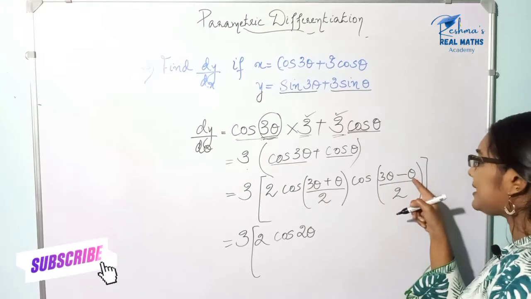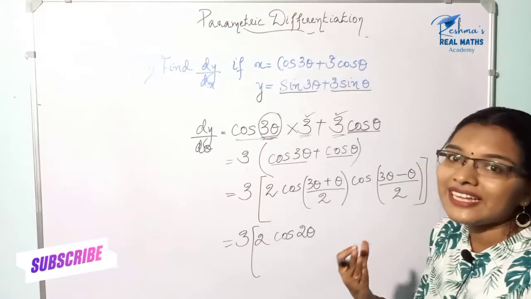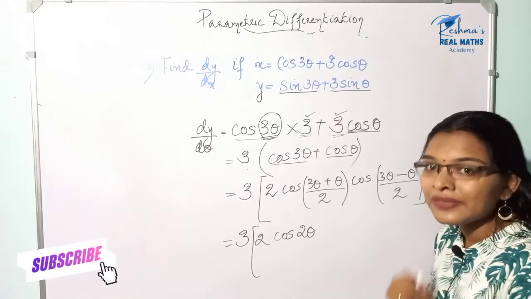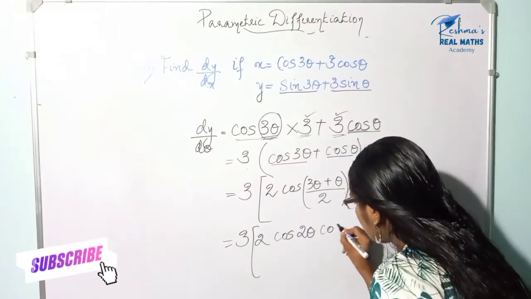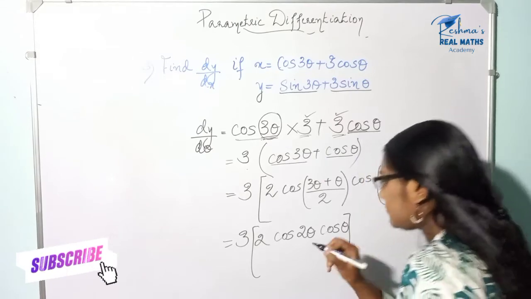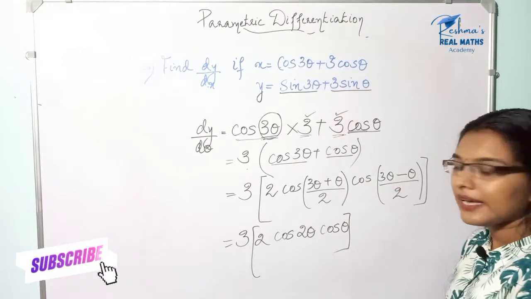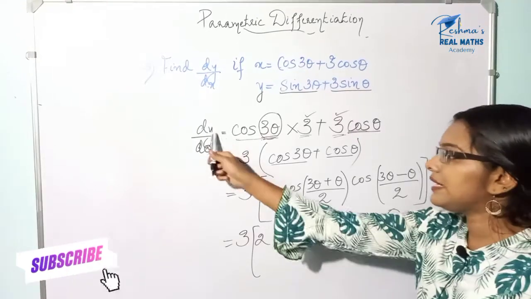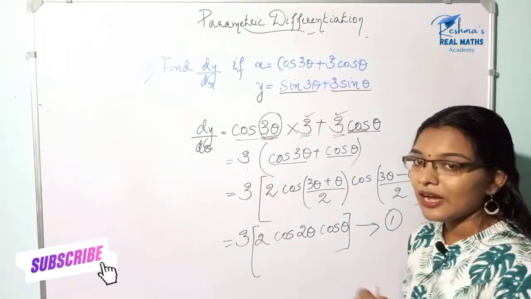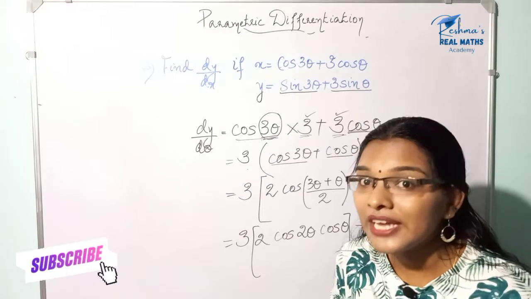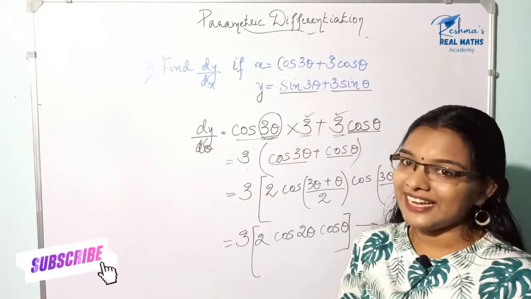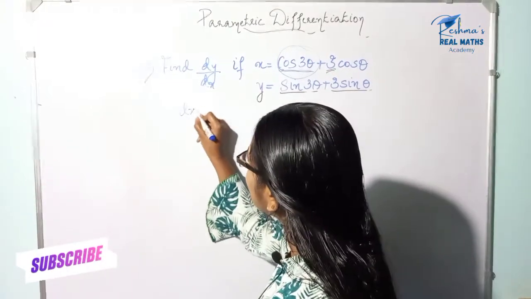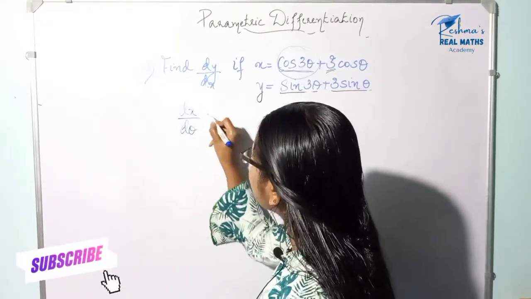And here 3 theta minus theta. Then we get 2 theta. And when you divide 2 theta by 2, you get theta. So cos theta. Isn't it? Clear? So we can number this as equation 1. So this is dy by d theta. Now similarly what we have to find out? Dx by d theta. Next we have to find dx by d theta.